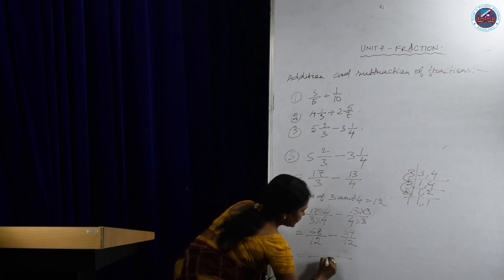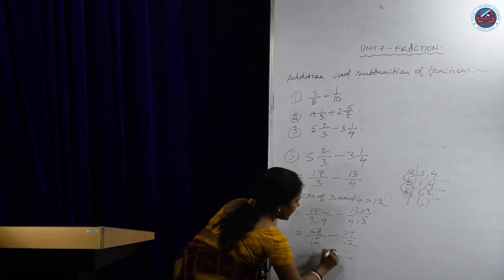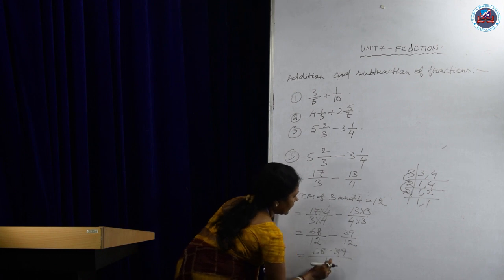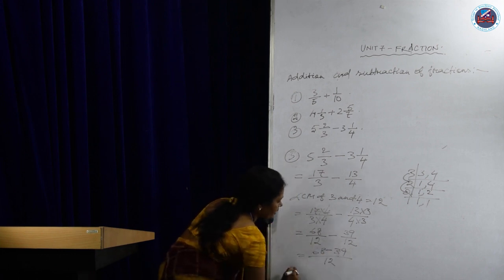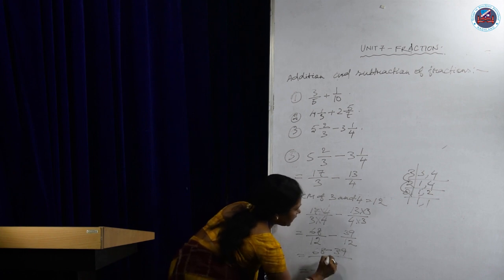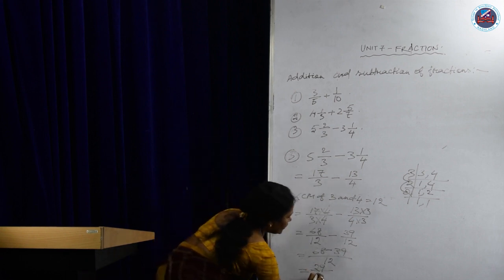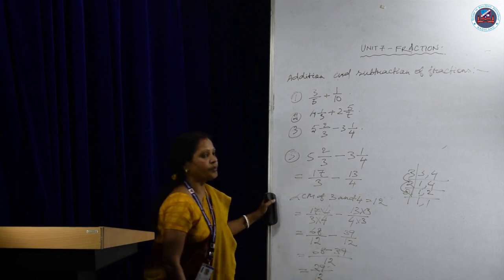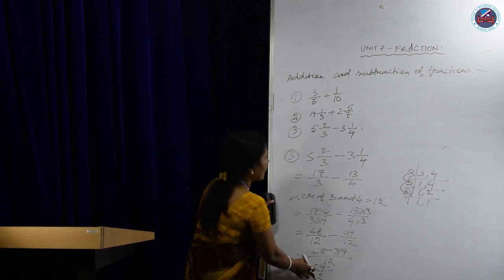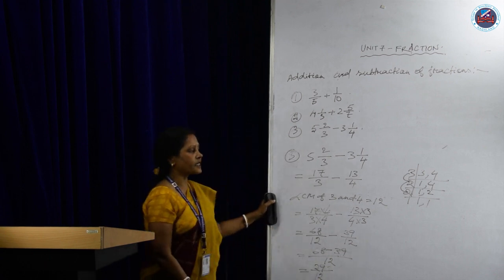Take your denominator as 12 and up you have to write 68 minus 39. The upper numbers are 68 and 39 and you have to subtract them. So 68 minus 39 is 29, and down you are getting 12. So your numerator is 29 and your denominator is 12. It's same like question number 2, that means you are getting an improper fraction as the answer.